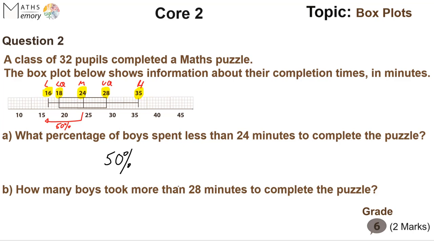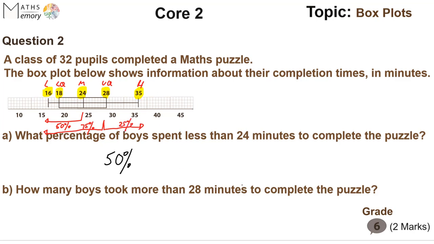So how many boys took more than 28 minutes to complete the puzzle? So slightly longer. We know 28 is over here, and this represents the upper quartile. Anything below that is simply going to be 75%. Everything below here is 75% because 75% of students achieved 28 minutes or less. So if 75% is less than this, what has to be above this? From the upper quartile to the high, it's got to be 25%.